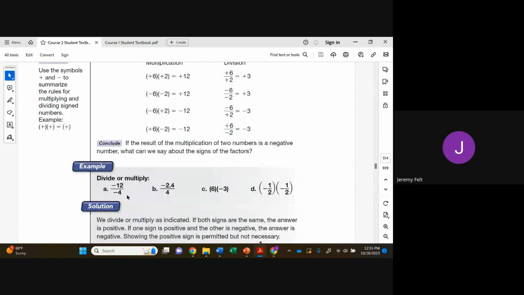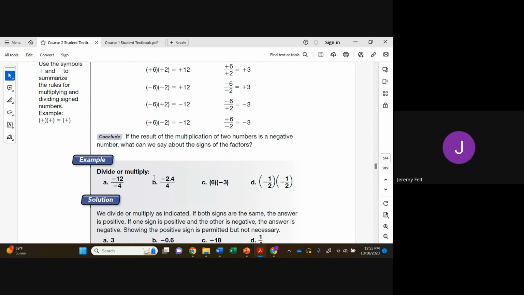So if we have negative 12 divided by negative 4, well, there are 2 negative signs, so our answer is going to be positive. So it's going to be positive 3. Negative 2.4 divided by 4 is going to give us negative 0.6 because we have one negative sign. Again, it doesn't matter if it's in the numerator or denominator. So 2.4 divided by negative 4 would have given us the same solution. 6 times negative 3 is negative 18. And then negative 1/2 times negative 1/2 gives us a positive 1/4.